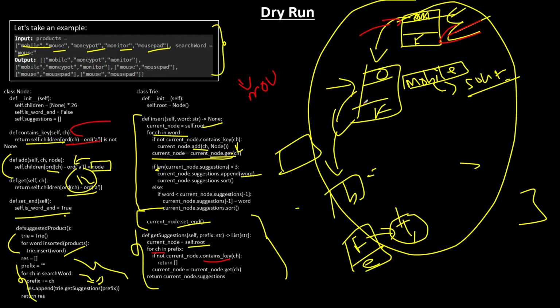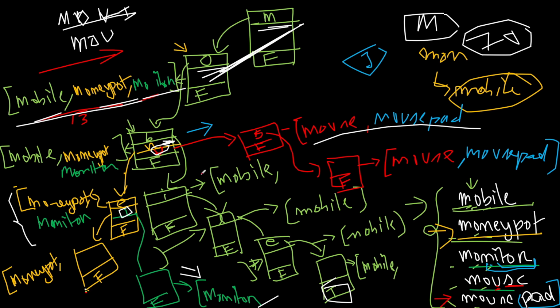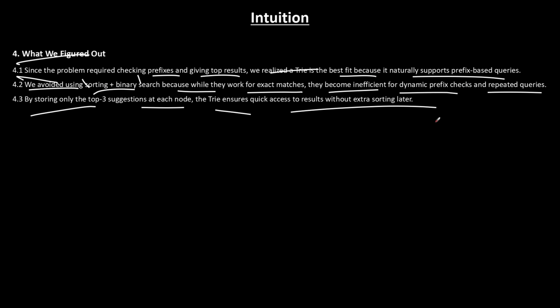And we will just, if it is m, if it is mou, right? We will go to its next node by using the get function. Again it's o, then we'll come to u, right? Now when this iteration is done, we will return the current node's suggestions. So if you remember in mou here, we had mouse and mousepad with us, right? So this will be returned.